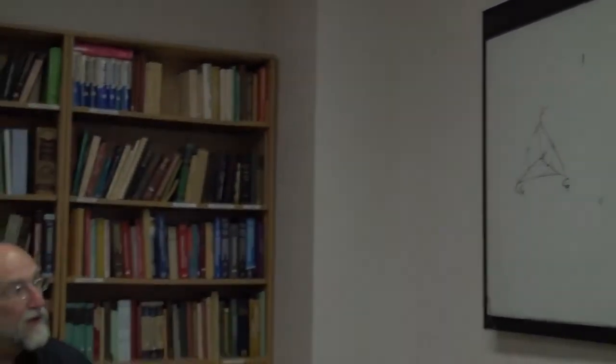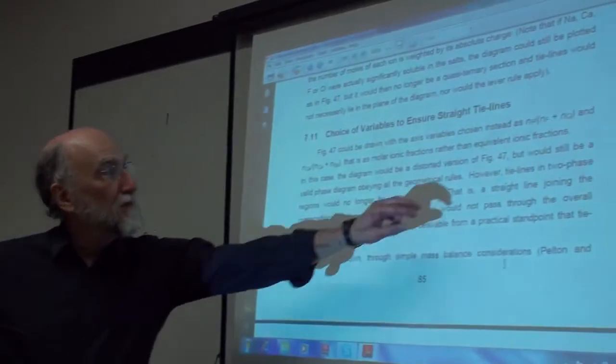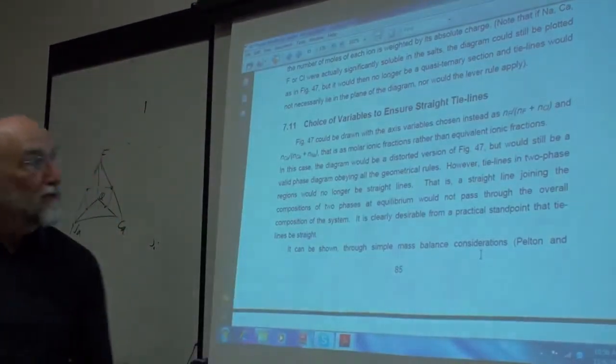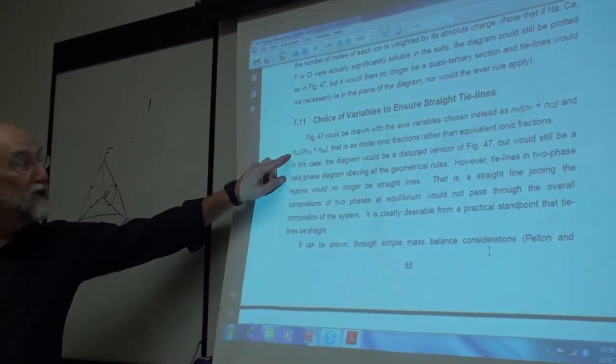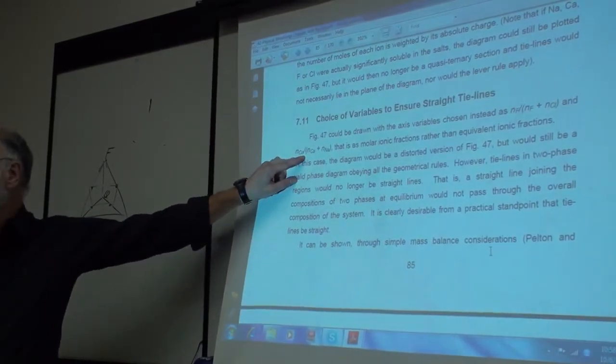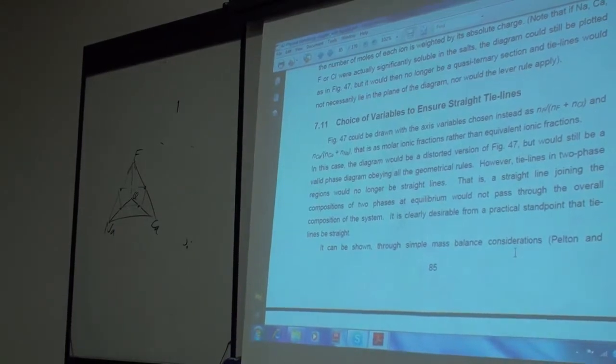Now, why do we do it that way? Why don't we, for example, draw figure 47 with the axis variables chosen simply as the anion ratio on the vertical axis and the cation ratio on the horizontal axis, without any weighting factors? There's no reason you can't. In that case, you would end up with a phase diagram which looked the same.